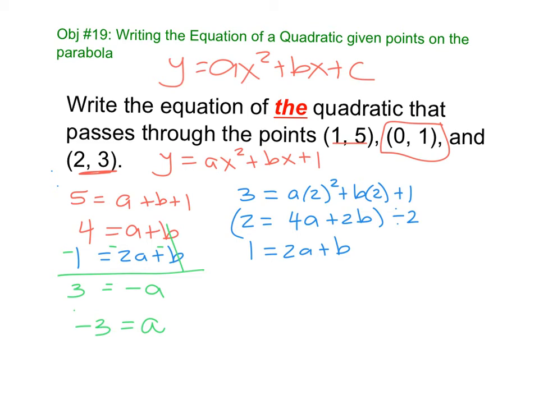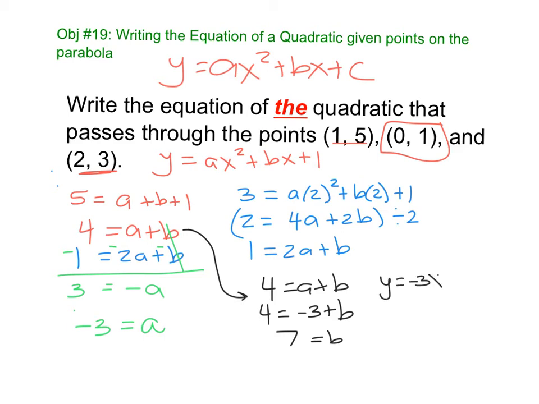If a is negative 3, what's b? Well, I have this equation right here. 4 equals a plus b. 4 equals negative 3 plus b. B is 7. So now I have all my values. So my equation is, my a is negative 3, x squared, my b is 7, and my c is 1. Okay. So that is why we learned system of equations earlier this year.